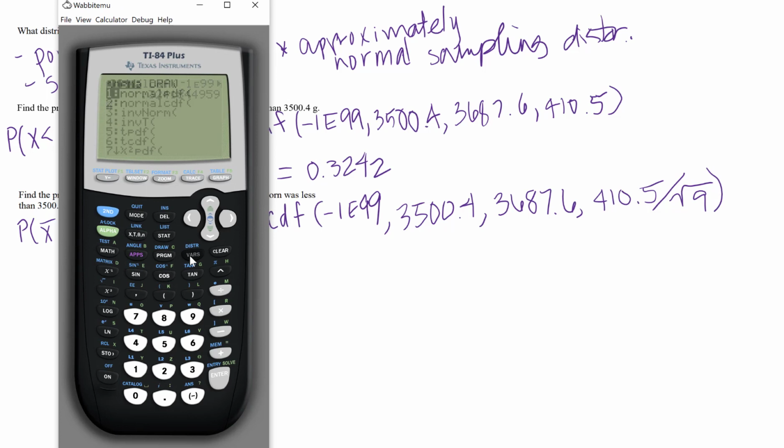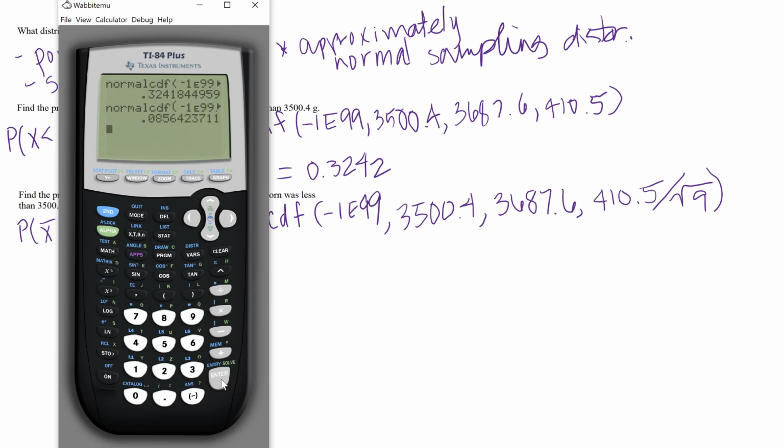So second VARS for distribution, go to number 2 for normal CDF, and when you come down to your standard deviation, you can either use what you found previously for the standard error, or you can just take your standard deviation and divide it by the square root of n. So you can put the whole square root in there if you want to, or just put 3 since it's a perfect square. They don't always give you a perfect square, so at least you know you can just type it in like this. Then you're going to hit paste. It just pastes it on your main screen here.